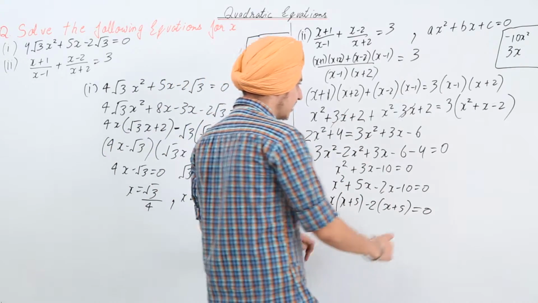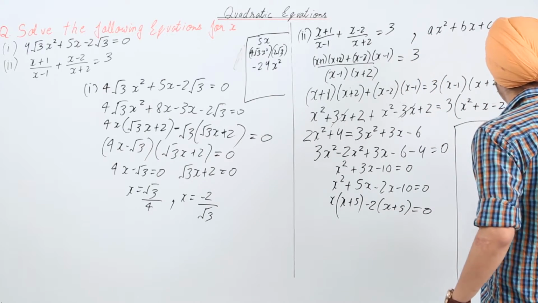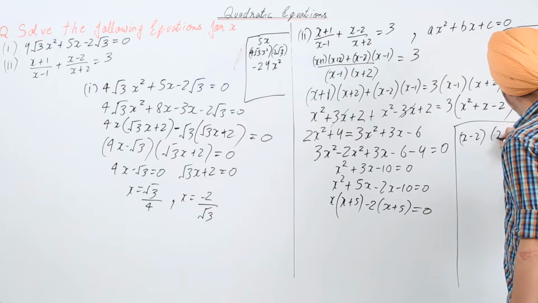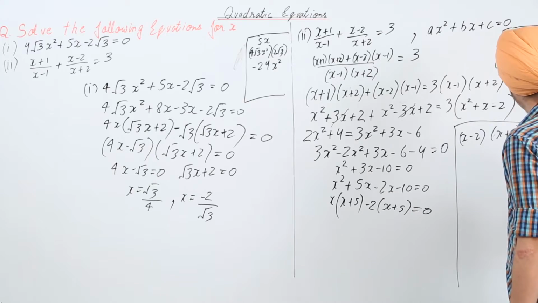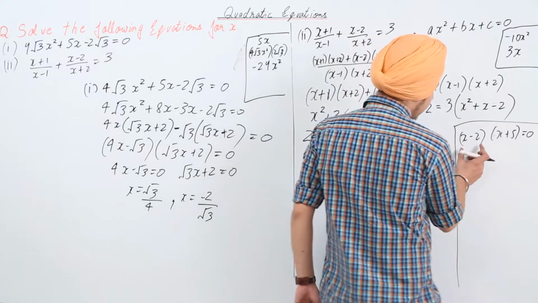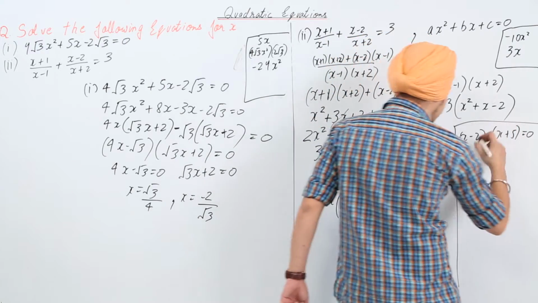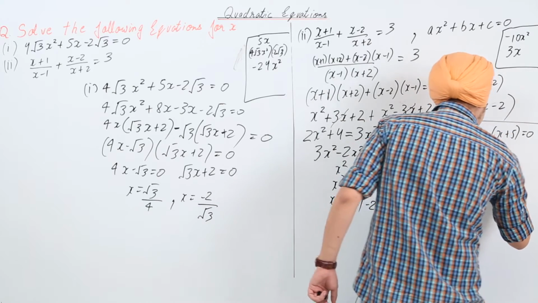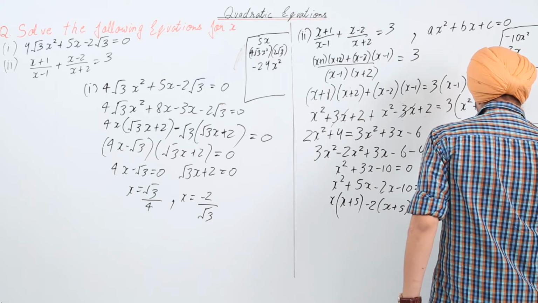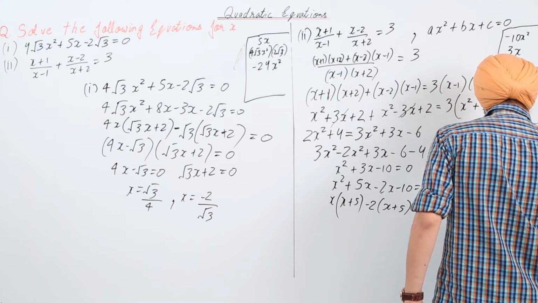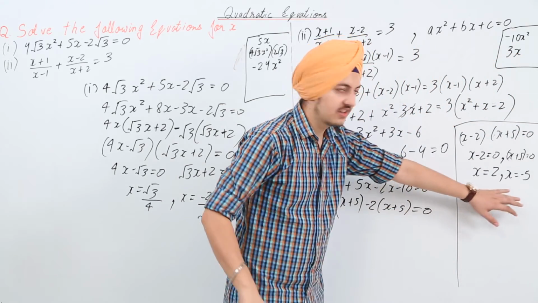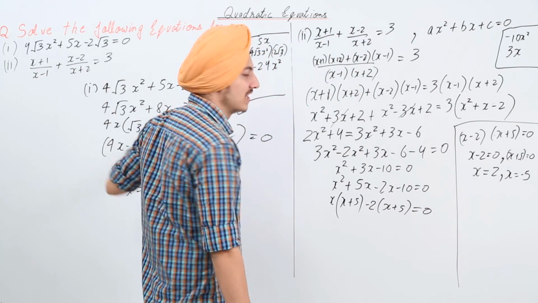So this equation can again be written as (x minus 2) into (x plus 5) equal to 0. So we've reached the zero product form. So we have either this term can be 0 or this term can be 0. So we have x minus 2 is equal to 0 and x plus 5 is equal to 0. So we have x is equal to 2 and x is equal to minus 5. So these are the two solutions for which this equation is satisfied.